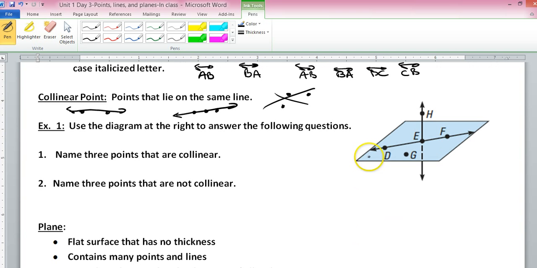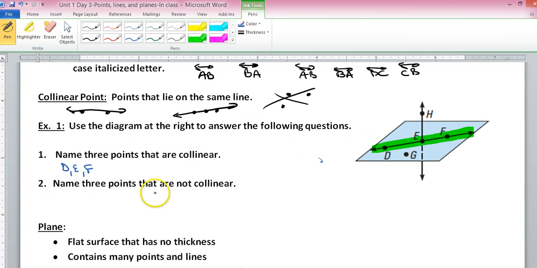So looking at the first example here, use the diagram at the right to answer the following questions. Name 3 points that are collinear. Well, if I look at this line here, this line has 3 points on it, D, E, and F. Since all of them are on that line, we could say that D, E, and F are collinear. If I look at the other line, I only see 2 points on it, not 3. H and E are the only points on the other line.